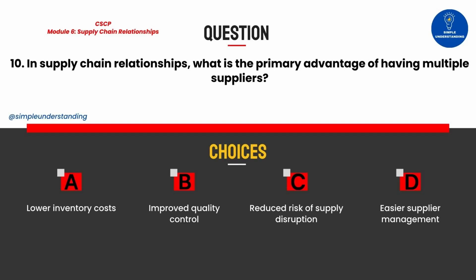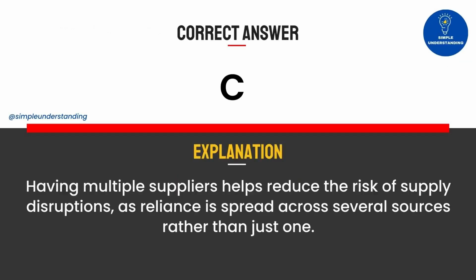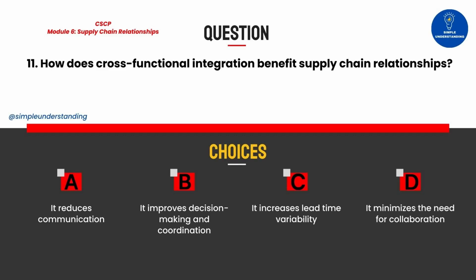10. In supply chain relationships, what is the primary advantage of having multiple suppliers? A. Lower inventory costs. B. Improved quality control. C. Reduced risk of supply disruption. D. Easier supplier management. Correct answer, C. Explanation. Having multiple suppliers helps reduce the risk of supply disruptions, as reliance is spread across several sources rather than just one.